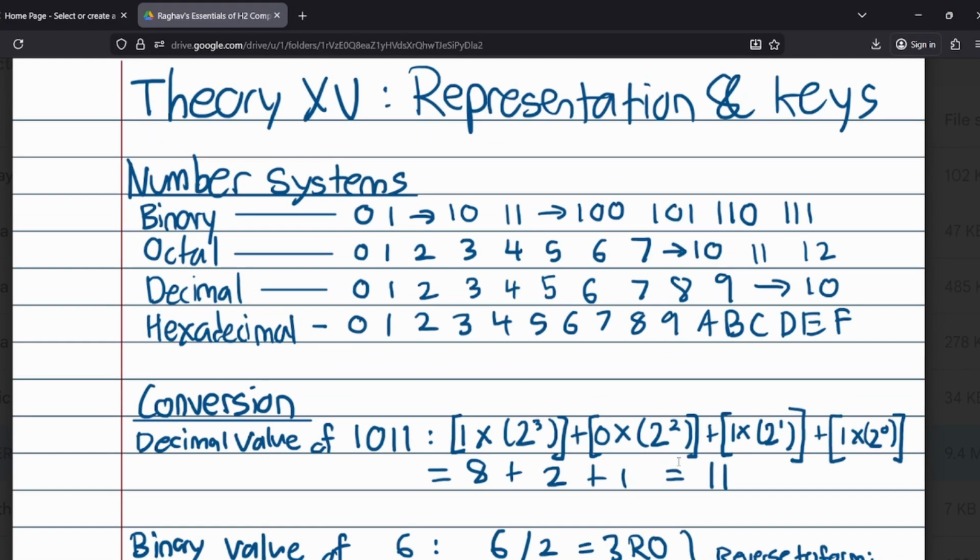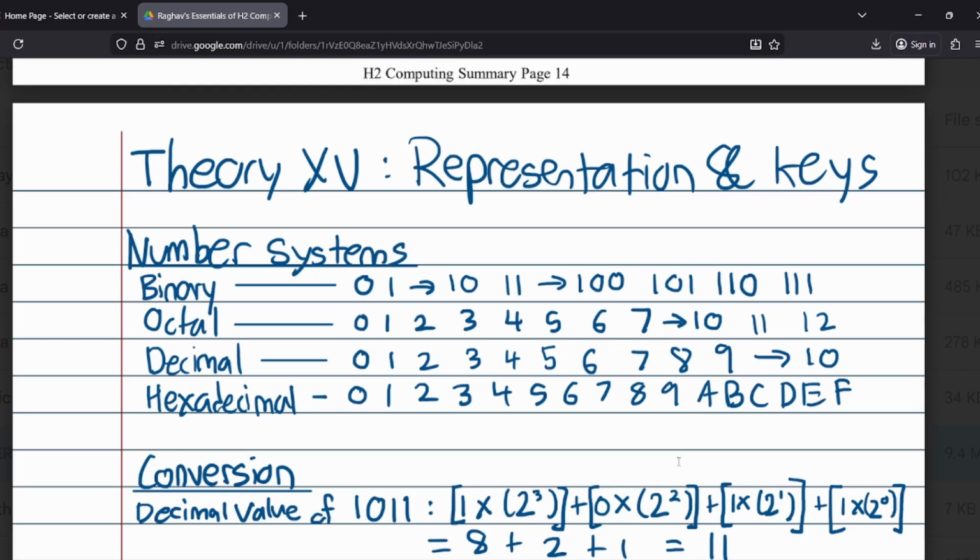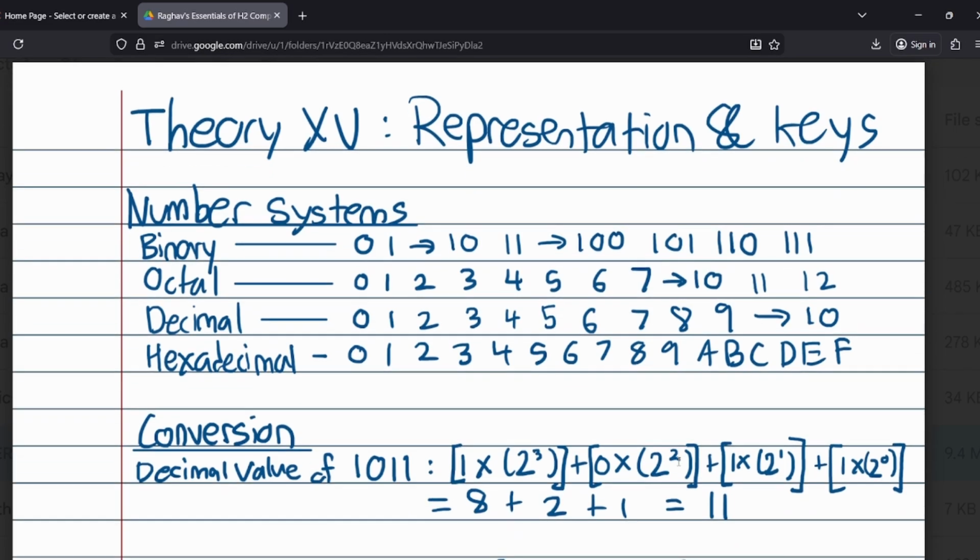Then representation and keys. Oh god, I think we're in the last 2 pages. So yeah, hang in there guys, we're almost there.